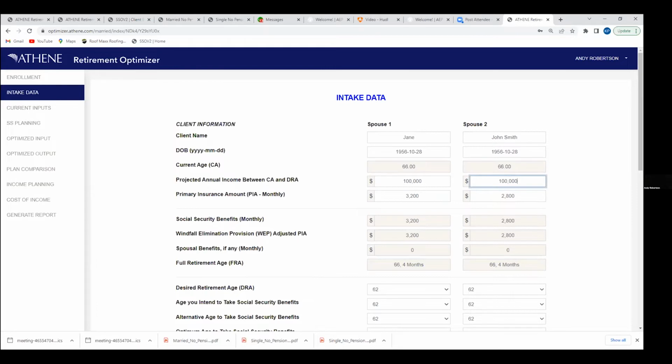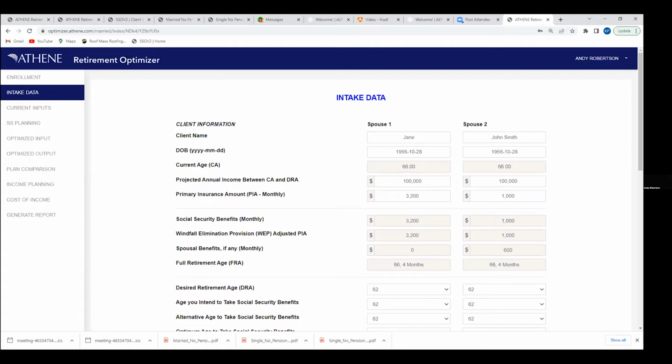So now you'll see the Social Security benefits are calculated. You also see here spousal benefits, if any. As an example, you'll remember that if their benefit is less than half of the higher benefit, then they'd be entitled to an excess spousal benefit. So let's pretend for a minute that the second spouse has $1,000 PIA. Automatically, the software is going to calculate for you what is the excess spousal benefit. Okay, so I just wanted you to see that.